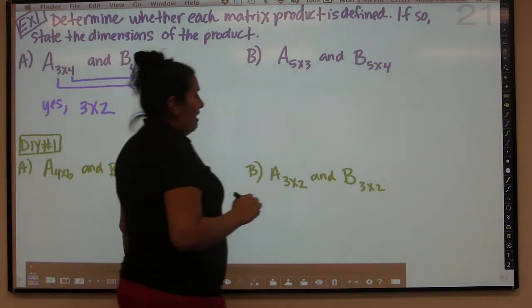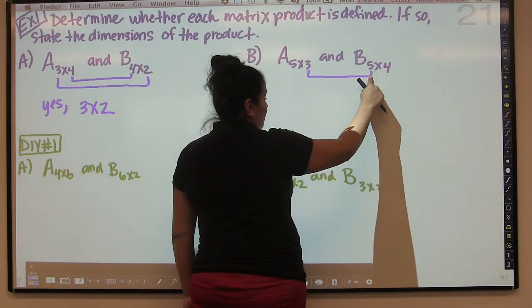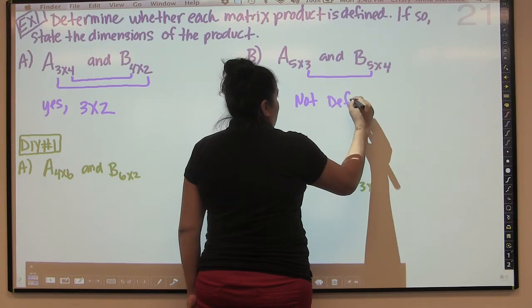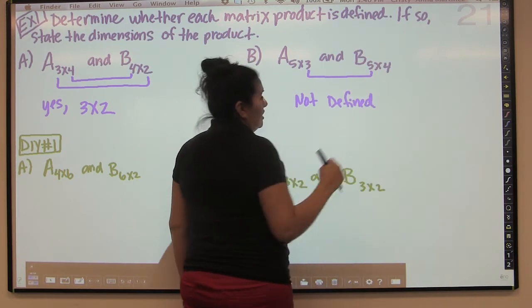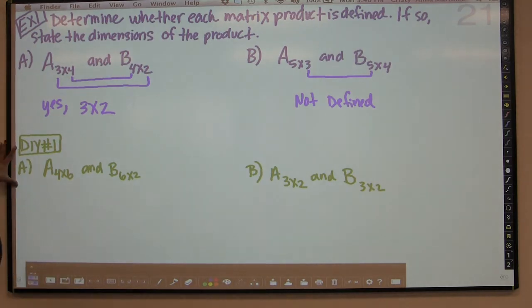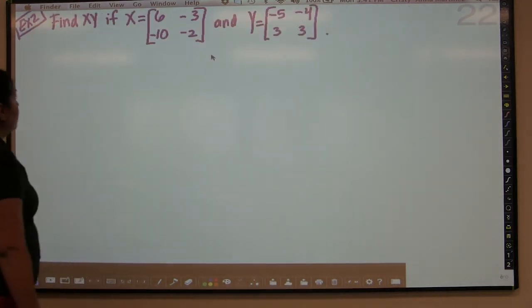And over here we have the inner dimensions being 3 and 5, which are not the same, so this one would be not defined. And because it's not defined, there's no point in trying to get the dimensions of what the resulting product would be. So now you can try number 1, A and B, yourself, and then we will go on to the good stuff.